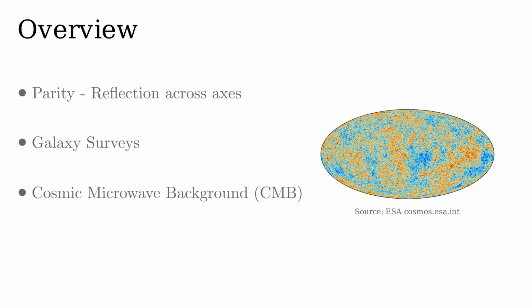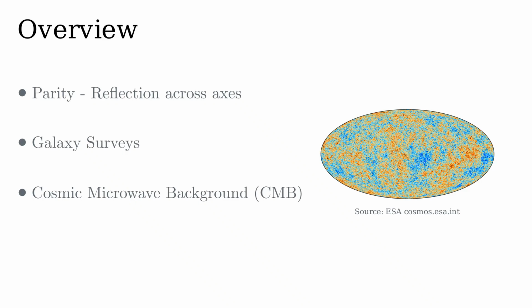Now, just a quick overview of the project. When we say parity here, what we really mean is a reflection across all coordinate axes. So the big question we're looking into is whether or not our universe looks the same if you were to reflect it across the x, y, and z coordinate axes.